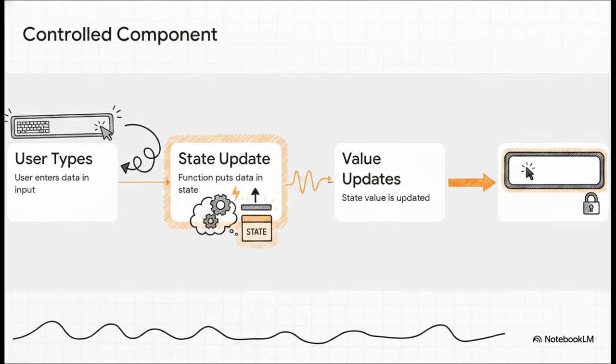So the crucial point is how this completely transforms how we handle user inputs, creating what we call controlled components. When a user types into an input field, the update function instantly puts that typed data into state. The state value updates, and then the input uses that newly updated state as its actual displayed value. The input is entirely controlled by the state variable, guaranteeing totally predictable behavior. If you want to change the input's behavior, you simply change the state that controls it.